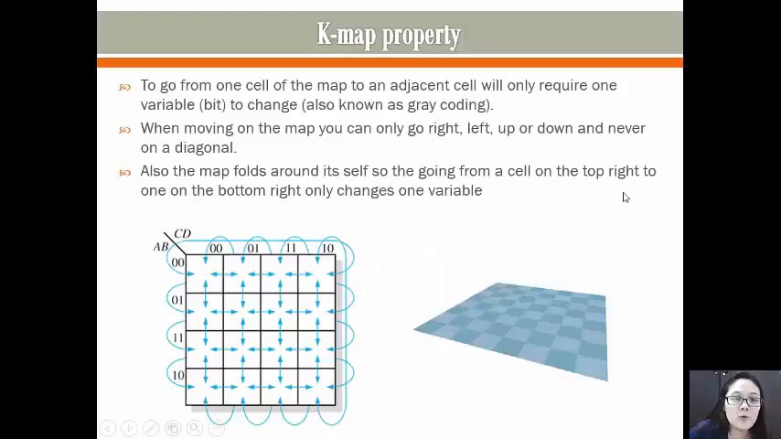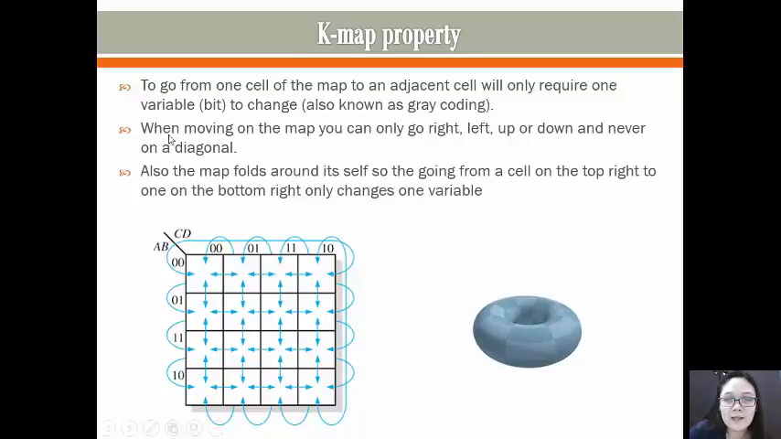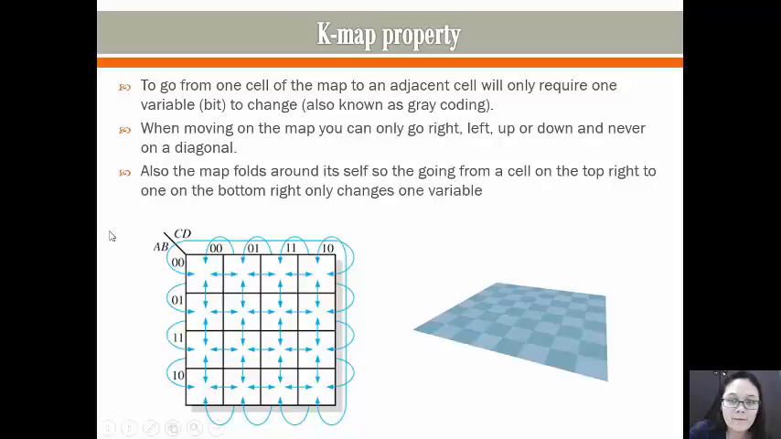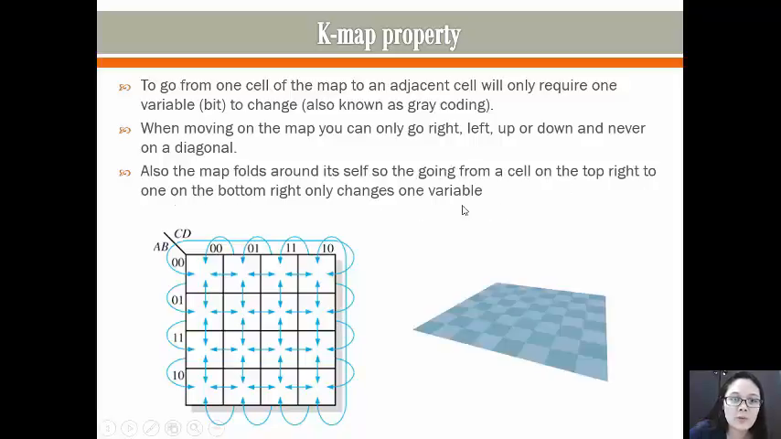Karnaugh Map property. To go from one cell of the map to an adjacent cell will only require one variable to change. So when moving on the map, you can only go right, left, up, down, but never on a diagonal. Also, the map folds around itself, so going from a cell on the top right to the one on the bottom right only changes one variable.